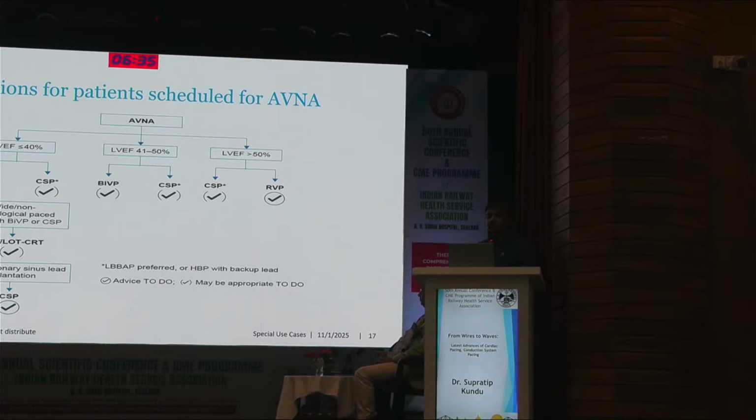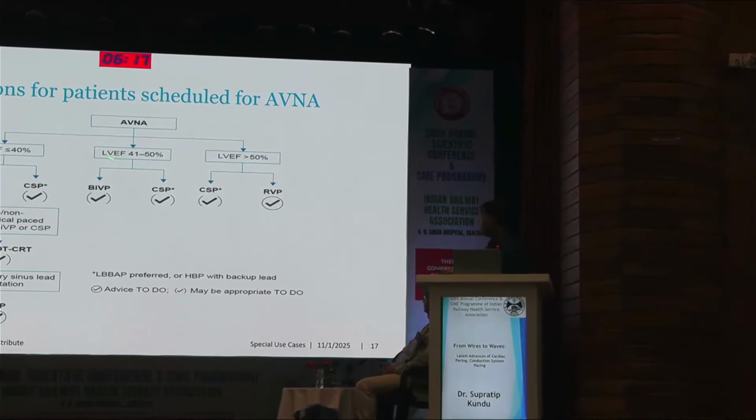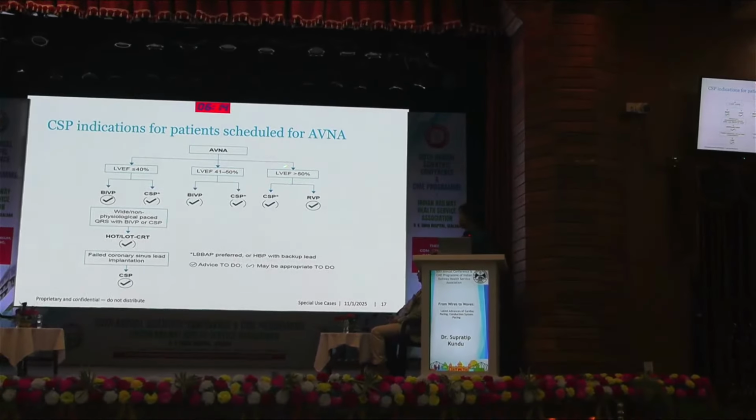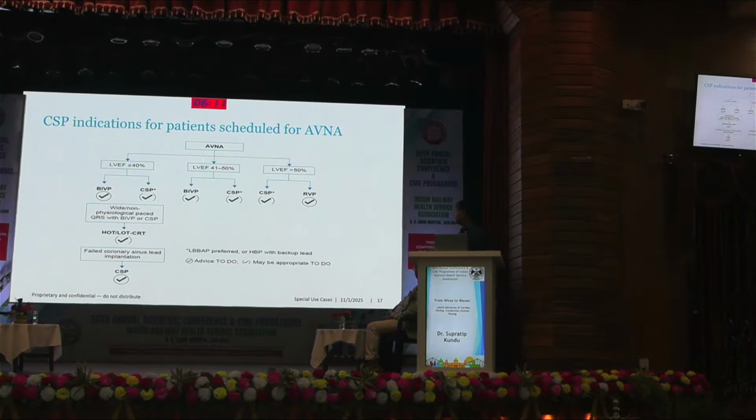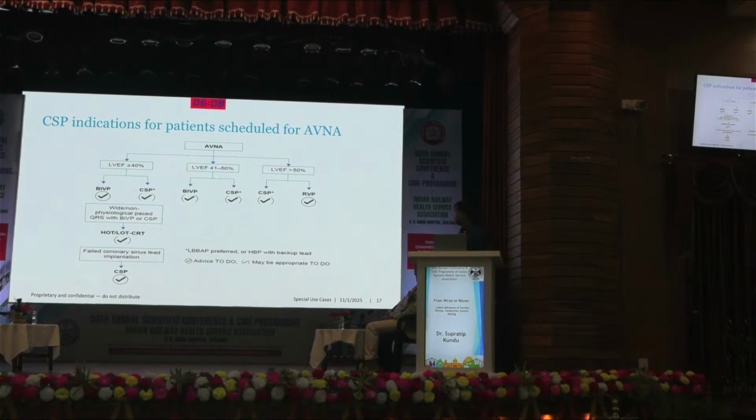CSP indications for patients scheduled for pacing for atrioventricular conduction block: when the EF is normal or on the lower side, it is always better to go for conduction system pacing. In LVEF greater than 50 you can go for RV pacing, but whenever the EF is around 41 to 50, then you have to go for CSP. And if the LVEF is around 40%, then you can go for biventricular pacing or CSP, but biventricular pacing is more preferred.